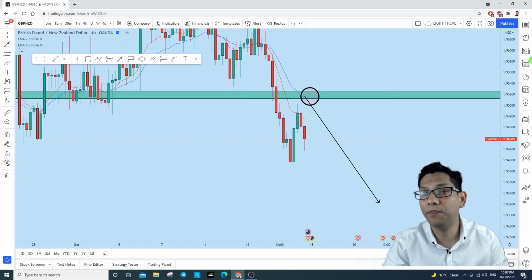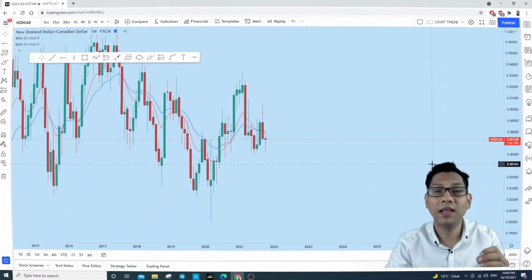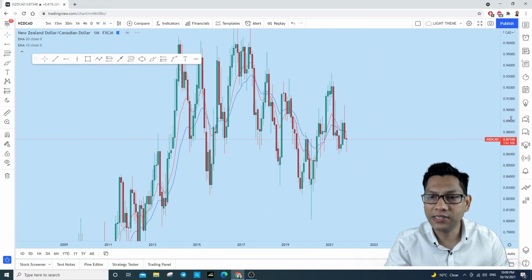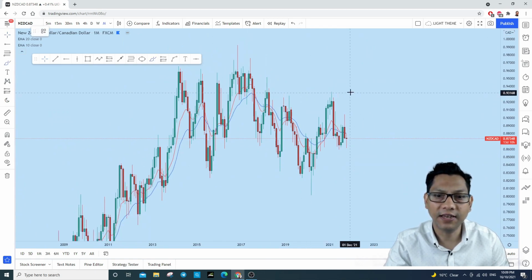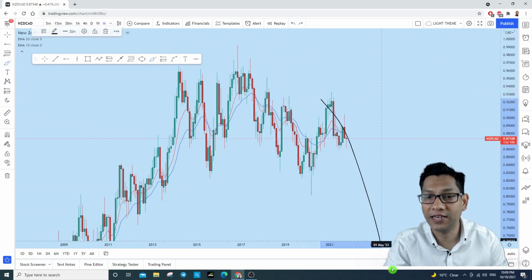Now let's jump on to another currency pair, that is NZDCAD. Let's start with the monthly time frame with NZDCAD. Now on the monthly, as you can see, NZDCAD has created this head and shoulder pattern, and we see that this instrument is also in a downtrend.